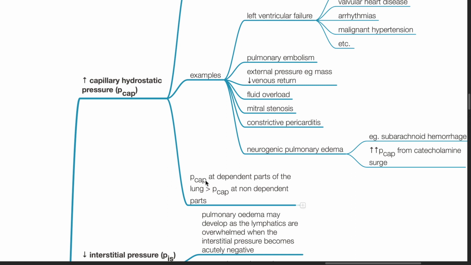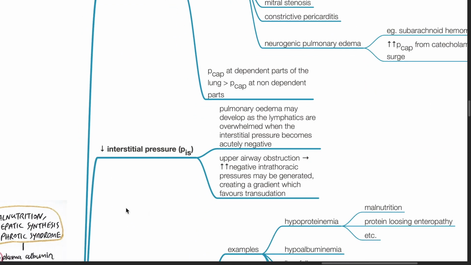PCAP at dependent parts of the lung is more than the capillary hydrostatic pressure at non-dependent parts. Second mechanism is decreased interstitial pressure. Pulmonary edema may develop as the lymphatics are overwhelmed when the interstitial pressure becomes acutely negative, such as during upper airway obstruction. Massive increases in negative intrathoracic pressure may be generated, creating a gradient which favors transudation.